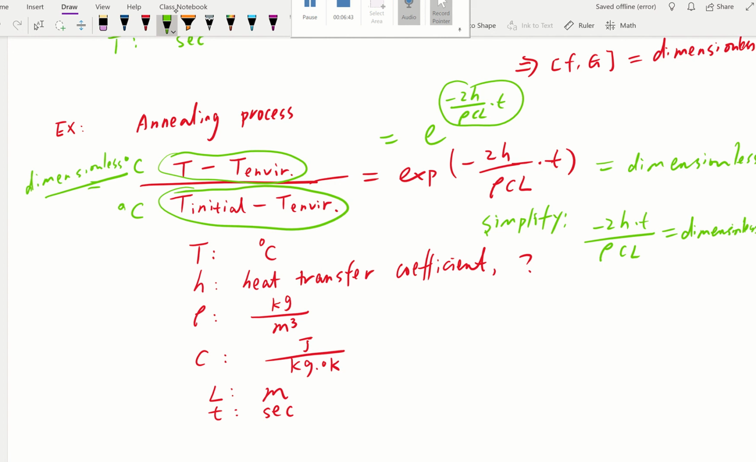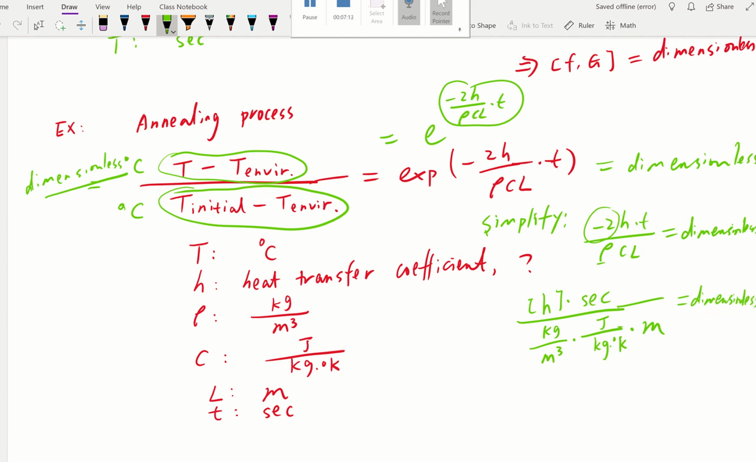So now let's go ahead and put our units in. We don't worry about negative 2. It's a constant. h is what we are solving. t is the time, seconds. Rho being density, kilogram per meter cubed. c, specific heat, that's joule per kilogram per Kelvin. And L, it's a thickness, so it's in meter. This whole thing is going to be no dimension.